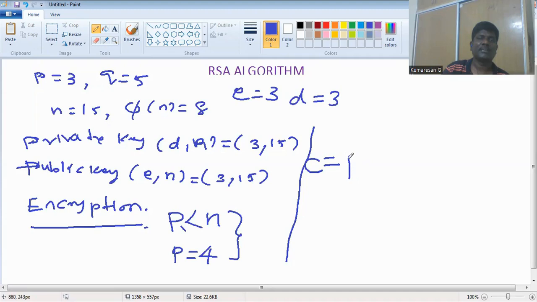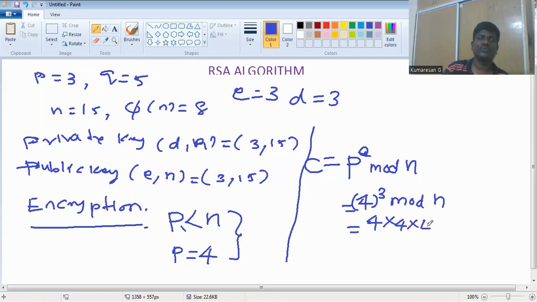The plain text must be encrypted with the help of the public key. So P power E mod N. Now we know the plain text, which is 4. So 4 power 3, since the E value is 3, mod N. We have to multiply 4 three times: 4 into 4 into 4, mod N. 4 into 4 is 16, 16 into 4 is 64, mod N.